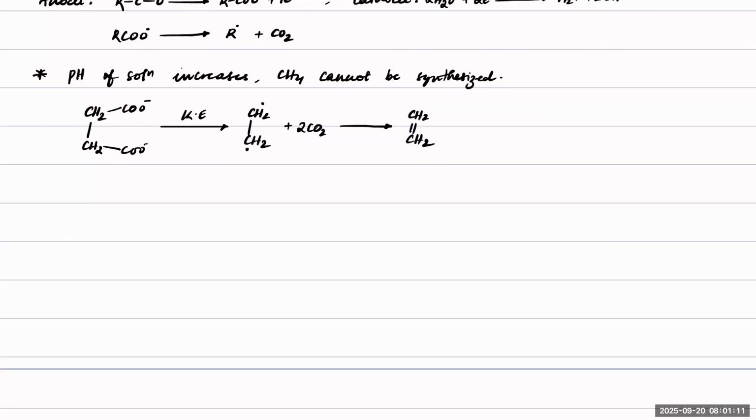Now the same logic can be done even with sulfonic acid also. So that means even if you have something like CH3SO3 minus, with Kolbe's electrolysis also you will get CH3 and CH3 this way, plus SO3 gas will come out. Understood?